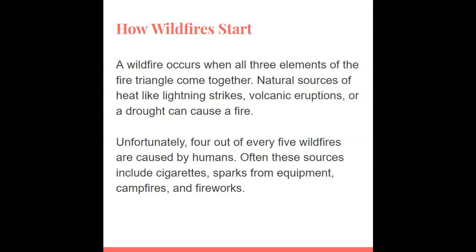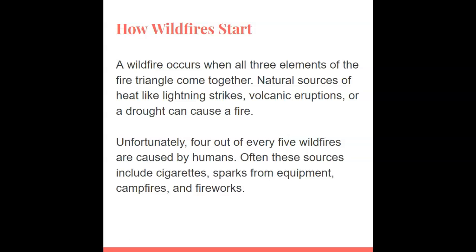Quickly have a reread of the slide. Okay, a wildfire occurs when all three elements of the fire triangle come together. Natural sources of heat, like lightning strikes, volcanic eruptions, or a drought can cause a fire. Unfortunately, 4 out of every 5 wildfires are caused by humans. Often these sources include cigarettes, sparks from equipment, campfires, or fireworks. What sentence in there directly describes and connects to the illustration of the fire triangle?